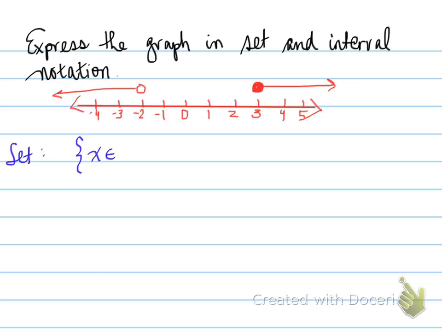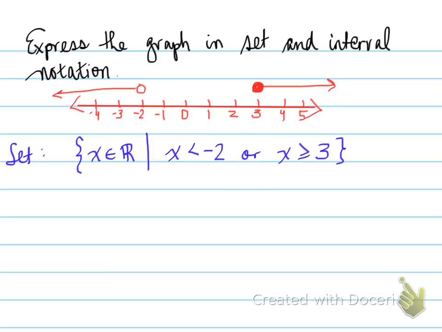So set notation means that we're going to have two pieces. X belongs to real. Yes, almost always do we start the same way each time, folks. Such that what conditions are placed on X? Well, X has to be less than -2 or greater than or equal to 3. Now, there are two ways to express the or.